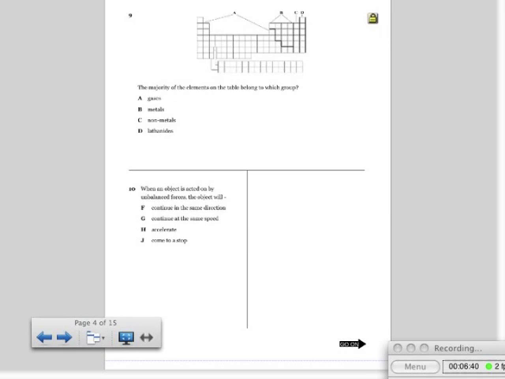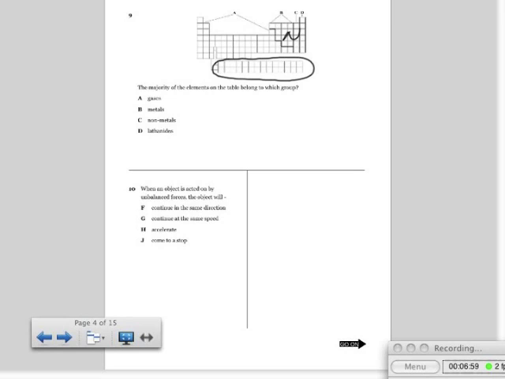Okay, next question. The majority of the elements in the periodic table belong to which group? Gases, metals, nonmetals, or lanthanides? Well, these are the lanthanides right here. Where are the nonmetals? On the right side. Over here. These are the nonmetals. Where are gases at?